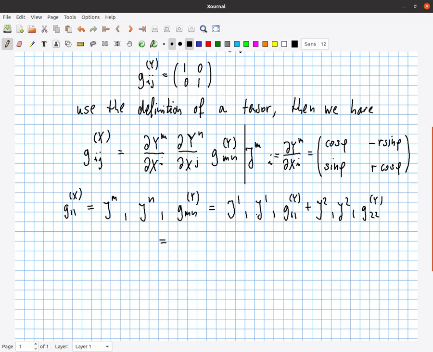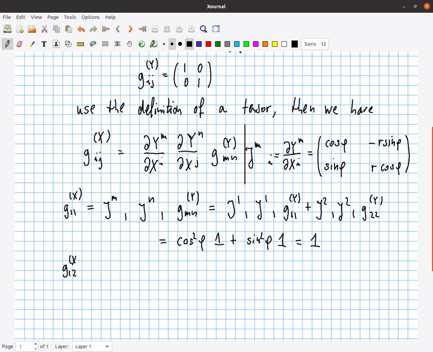We substitute in what this is. So J11 is cosine phi, so we get cosine squared phi. G11 is 1, plus J21, this is this guy here, is sine phi, so sine squared phi times 1. So we get cos squared plus sine squared, which is 1.